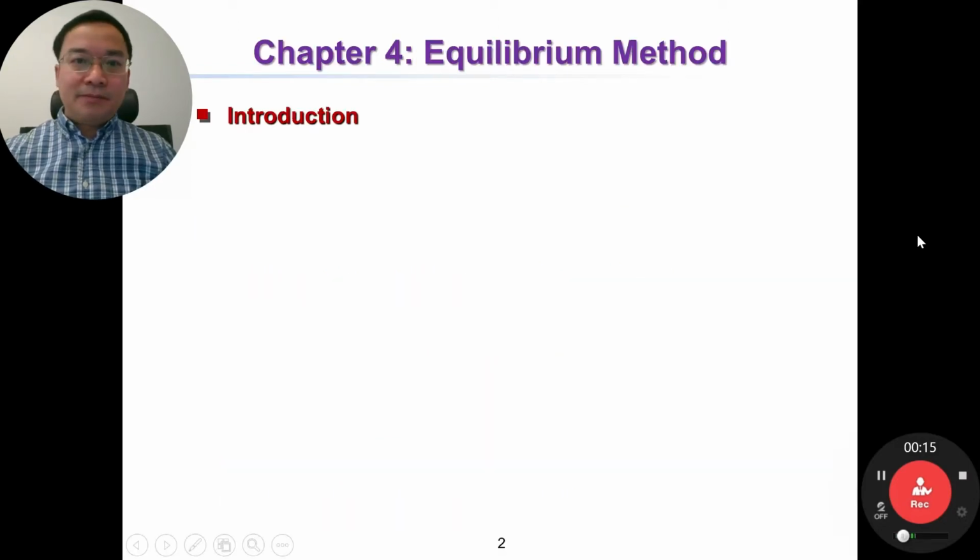Almost every student did a great job on the midterm exam. Today we are moving to chapter 4, the equilibrium method. We already mentioned this method, and in chapter 4 we are going to talk in depth about this technique in plastic analysis and design. First of all, we are going to see some concepts, an introduction.